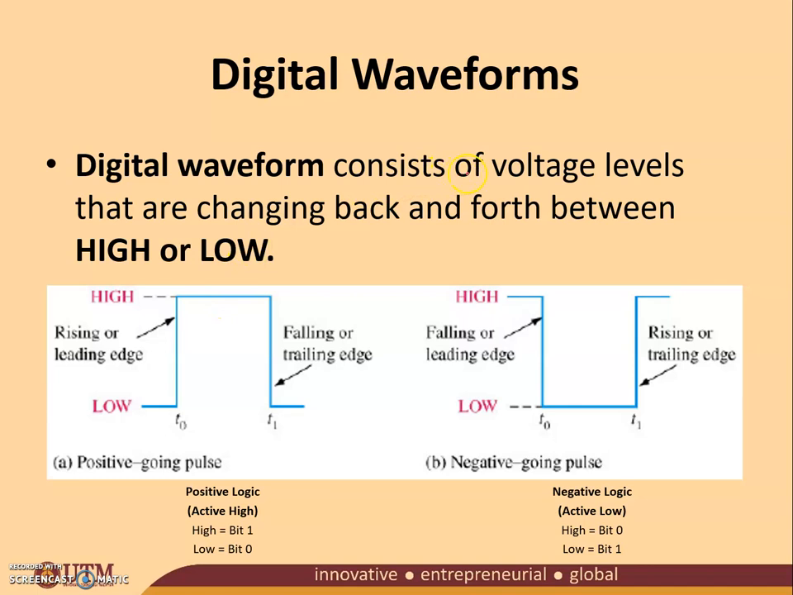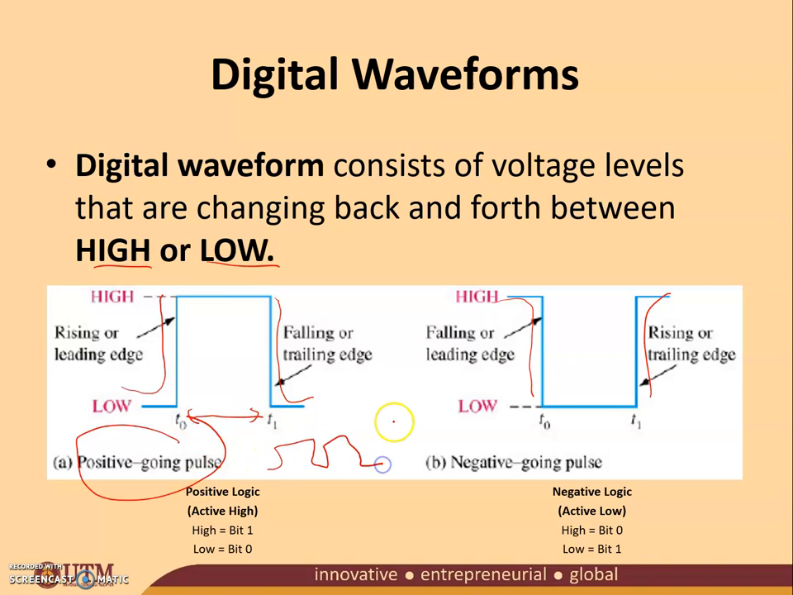A digital waveform consists of voltage levels that are changing back and forth between high and low. So you see this is a digital waveform. This is the time from T0 to T1, and when it is rising up, we call it the rising edge, and when the signal is falling back, we call it the falling edge. Likewise for this one, from high it is the falling edge, and for low to high it is the rising edge. You can see here it is called a positive going pulse because it is moving like this. This one is a negative going pulse because as time goes by it is going negative.